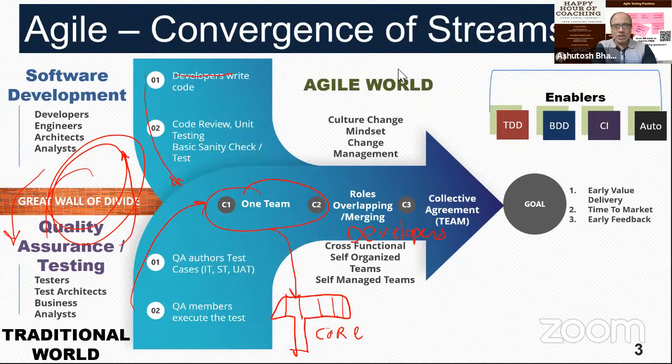So it could be testing practices like test-driven development. It could be behavior-driven development. It could be test automation. It could be building a CI/CD pipeline. It could be coming out with ATDD, or acceptance test-driven development. Those are the practices with which our QA folks can bring about agility in our transformation.